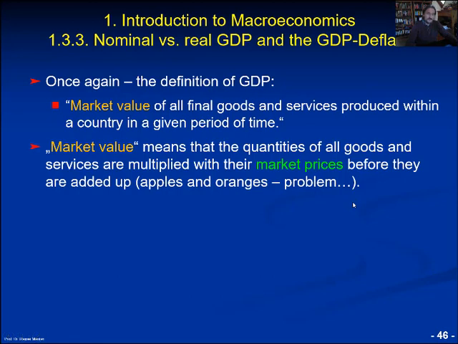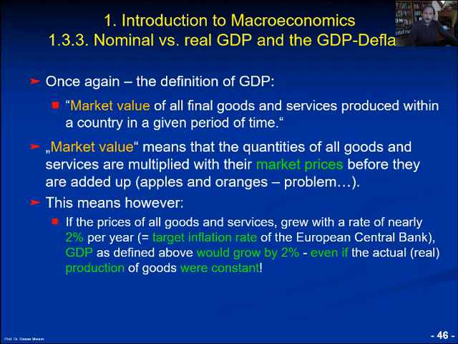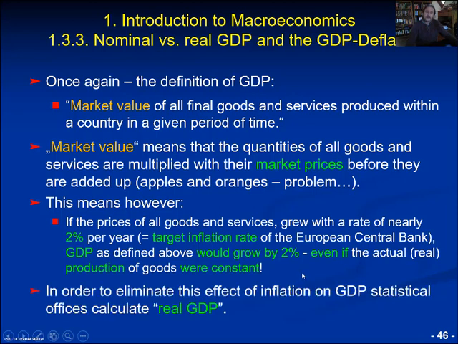Now, however, this can result in a new problem. If the prices of all goods and services grew at a rate of nearly 2% per year, which corresponds to the target rate of the European Central Bank, as we will see in chapter 6, GDP would grow by 2%, even if the actual production, the real production of goods and services, were constant. In order to eliminate this effect of inflation on the measurement of GDP, statistical offices calculate real GDP.